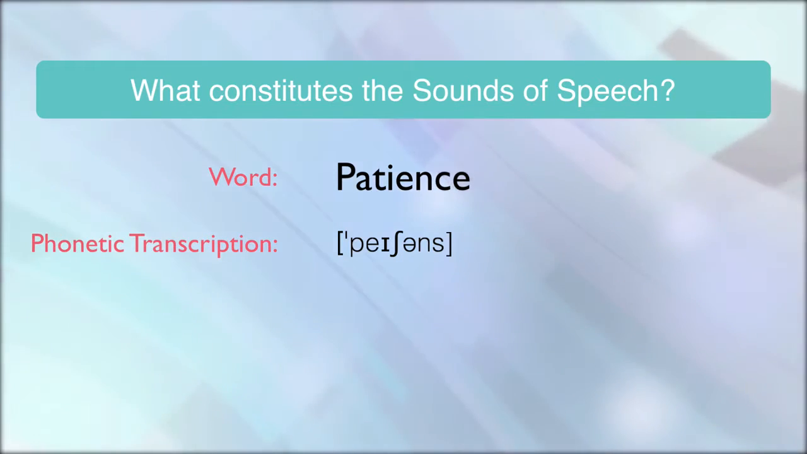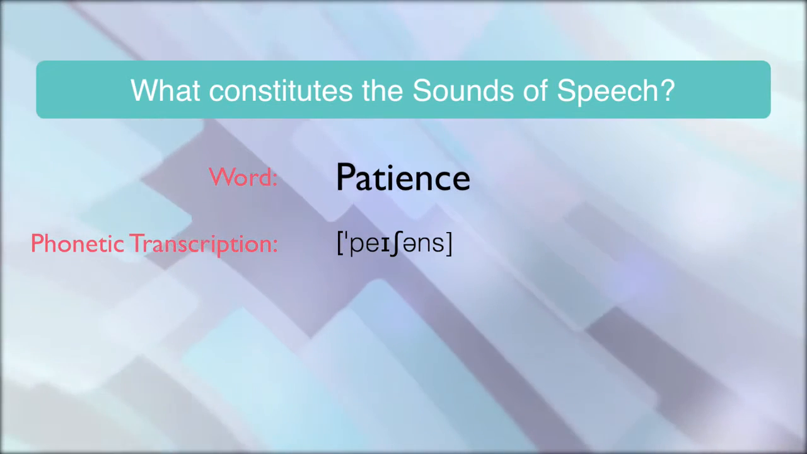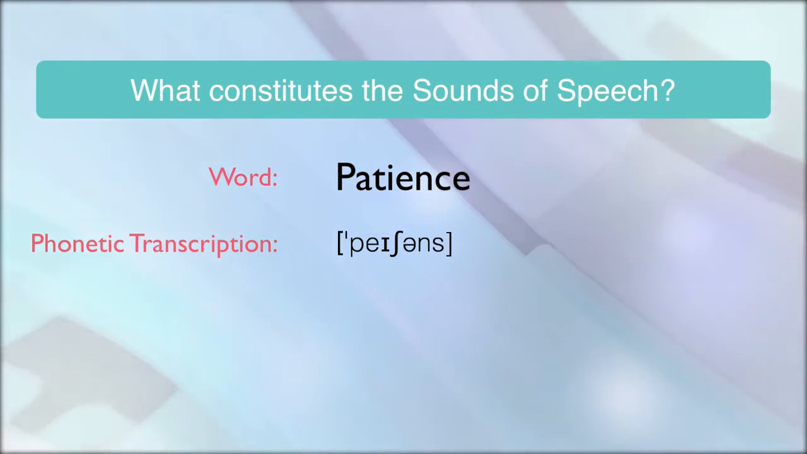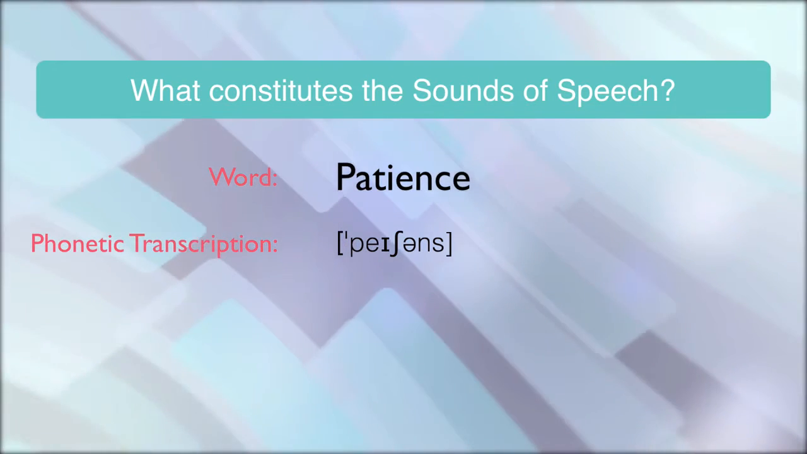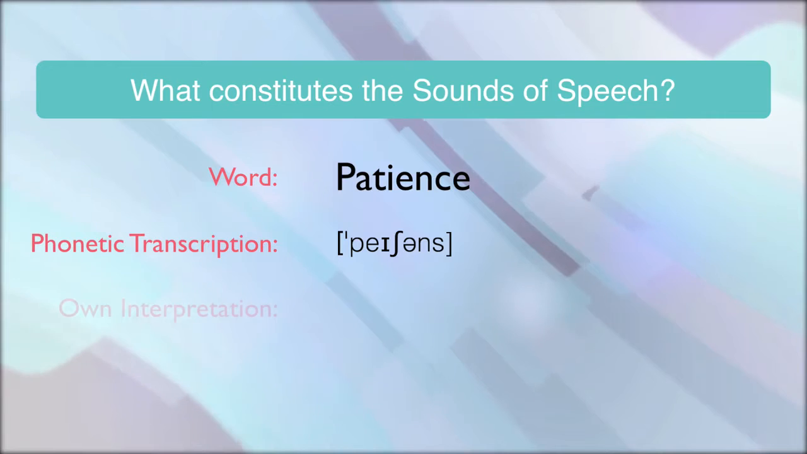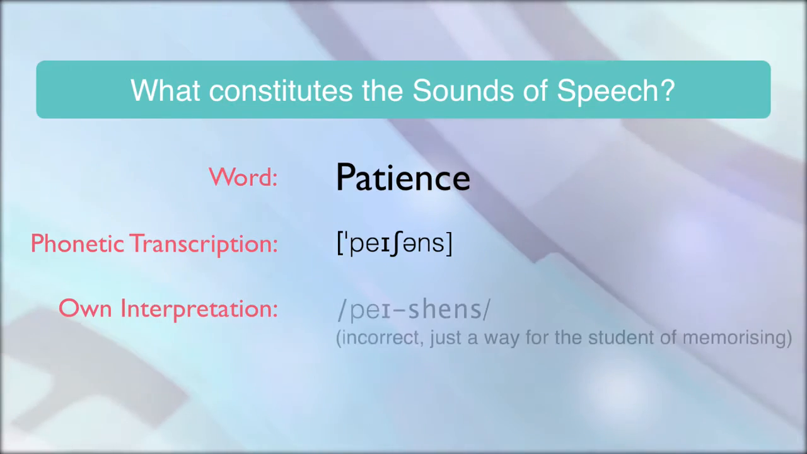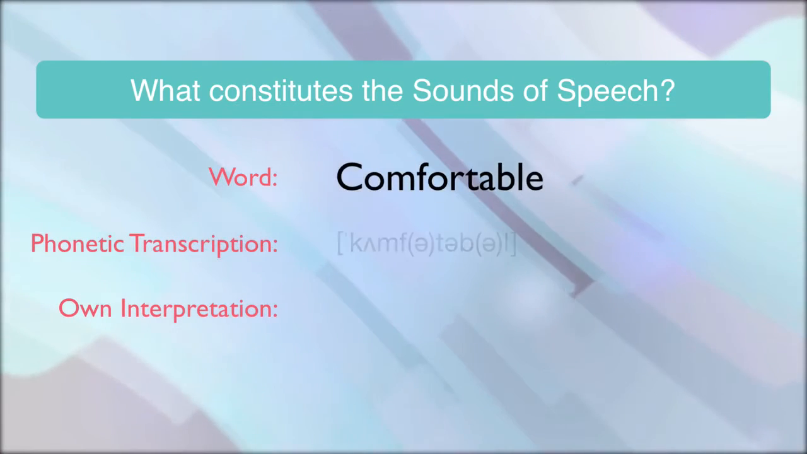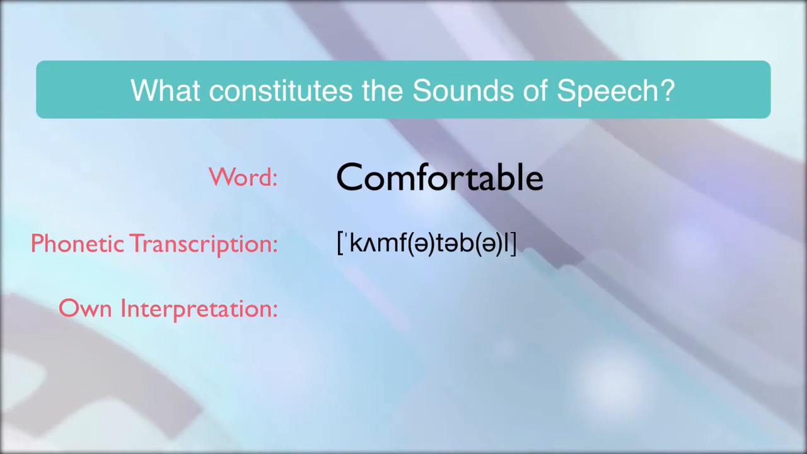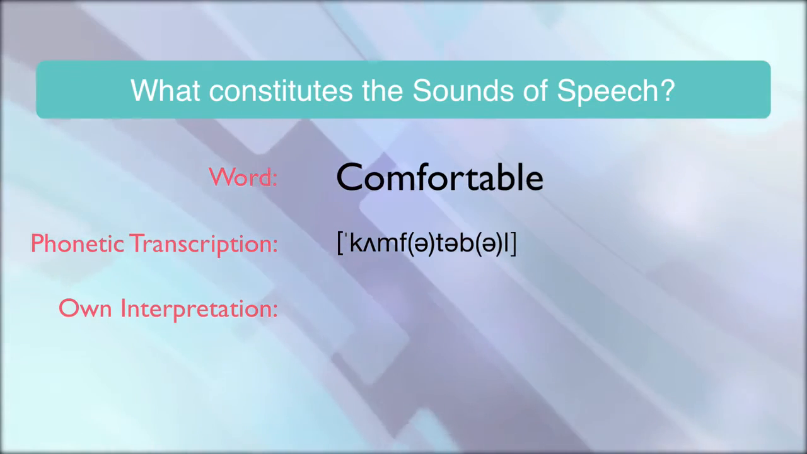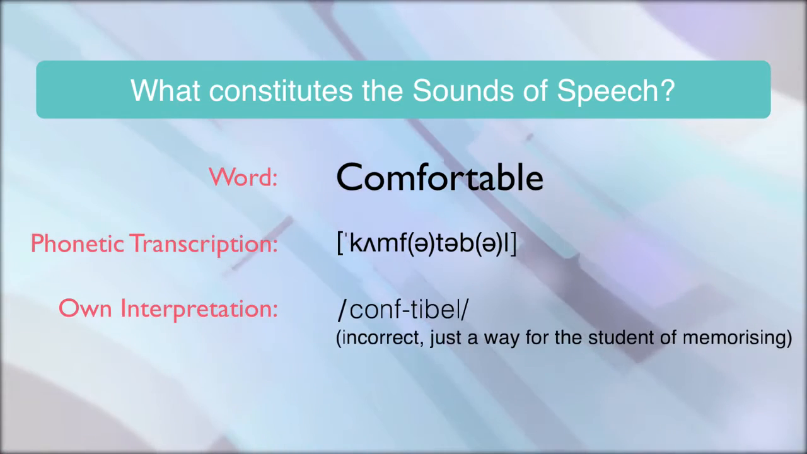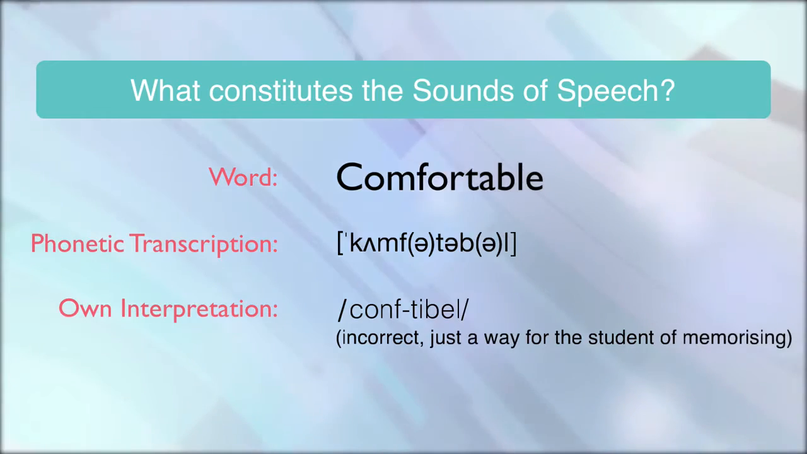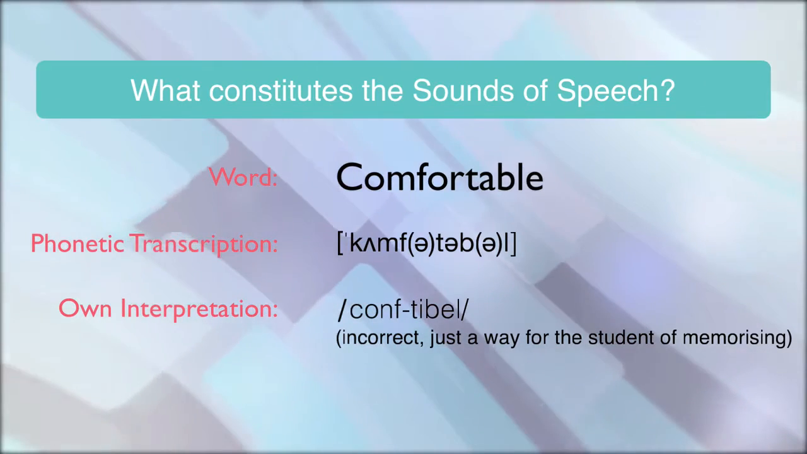So let's say a Spanish learner of English transcribes this in their own phonetic transcription, so their own interpretation. They're going to use the alphabet, but they're also going to be influenced by Spanish. So they're going to try and make it phonetic. This could be an example. Another word is comfortable. This is the phonetic transcription, so using the IPA. And this is an example of how a student may be tempted to transcribe the word just using the Roman alphabet.